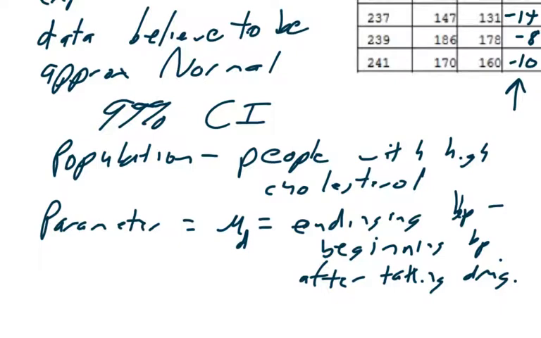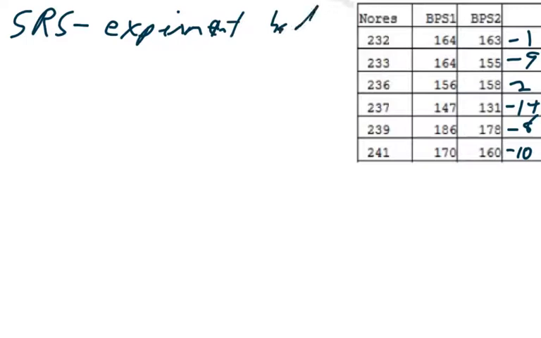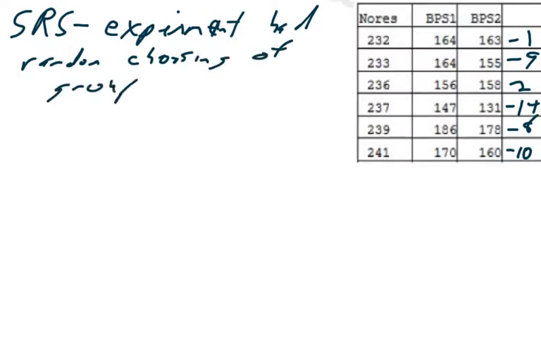do the conditions. Alright, so we don't have an SRS, but the experiment had randomness, random choosing of groups. So we would probably want to make sure that this worked again, but we did do some random picking in order to get our groups together.